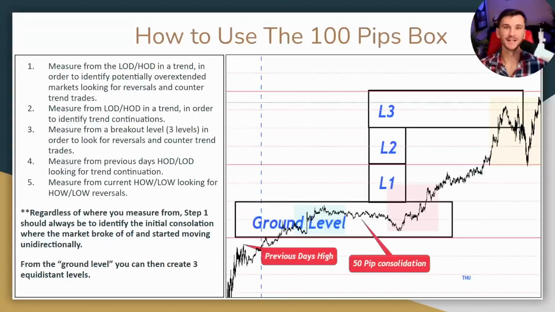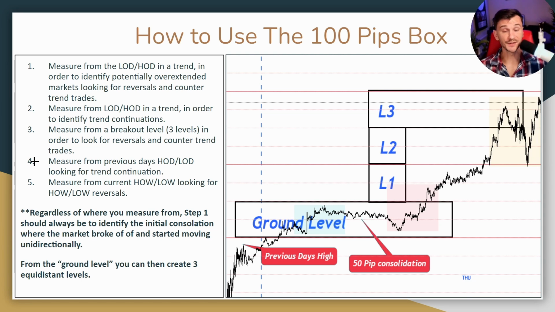Okay. Now that we have our mindset down, I'm going to show you what areas and when to actually use the 100 pip box. And I said it in the intro, but the 100 pip box is not necessarily a just use it whenever kind of thing. It's actually something that you can use every single day. Now, the way that you do that is you can just simply measure from these areas that I have up on the screen, 1 through 5.